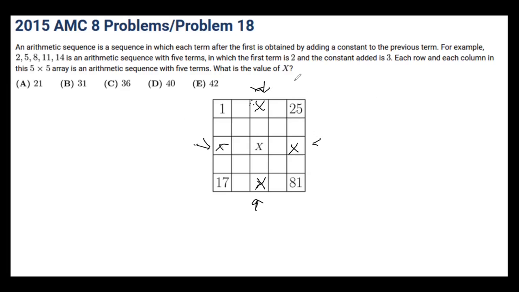And recall earlier that this middle term is the average of the two endpoints, or the first and last numbers in the arithmetic sequence. So this means that for 1 and 25, the average is 13, because the sum is 26. Let me clear this up a little bit. The average is 13, so that must be this term right here.